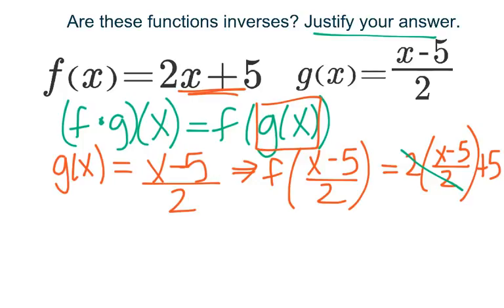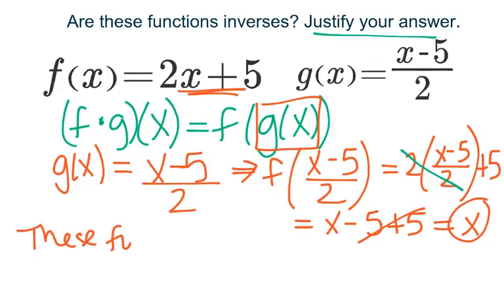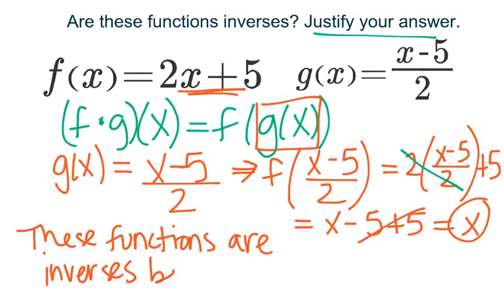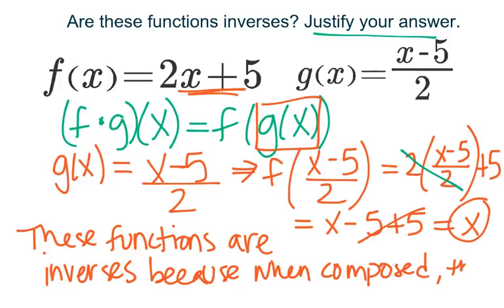I'm left with x minus 5 plus 5. And, oh, those cancel too. I'm left with just x. That's how you know that two functions are inverses. If when you compose them, you get x. That, because they're inverses, they're undoing each other. So you could just write something as simple as, these functions are inverses because when composed, their answer is x. Something simple like that.